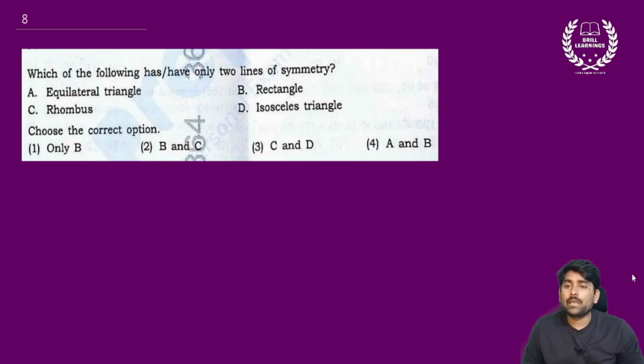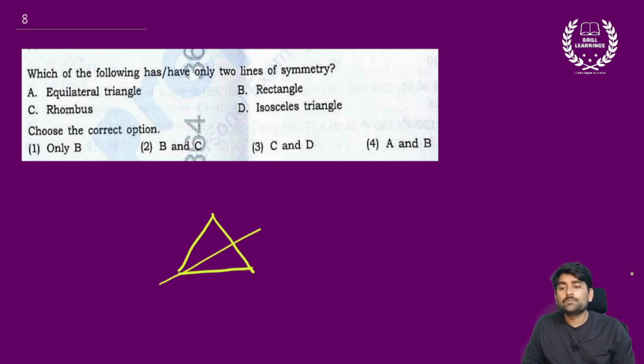The following has or have only 2 lines of symmetry. Okay, we'll check all these options one by one. First one is equilateral triangle. Okay, equilateral triangle has 3 lines of symmetry. Okay, 1, 2, and then 3 lines of symmetry here. So that is why this is wrong one.